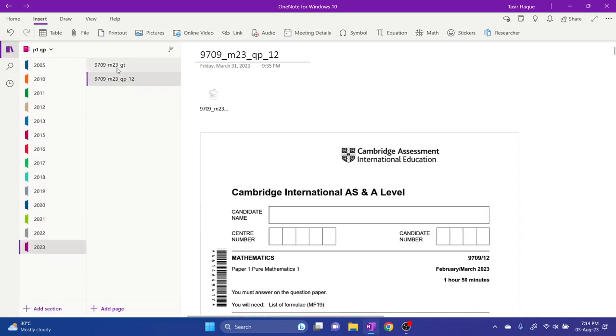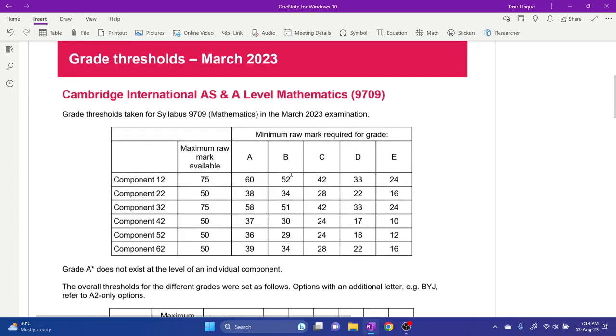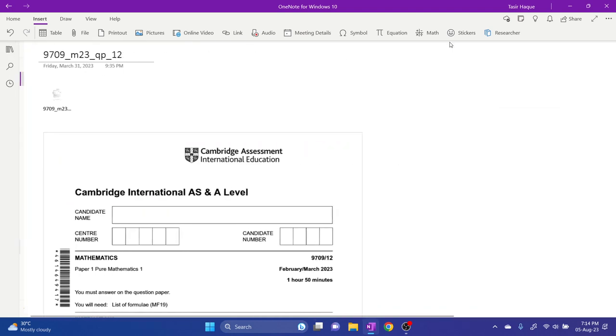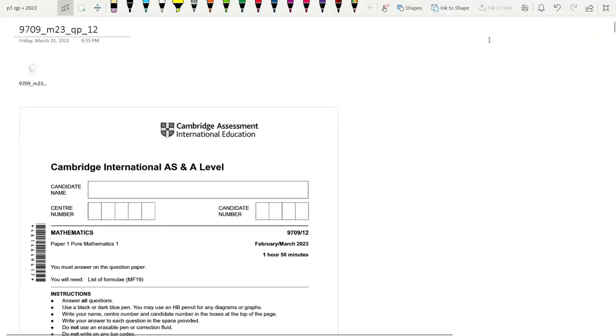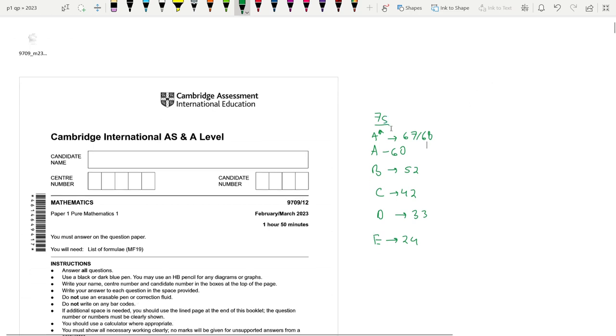So let's take a look at the threshold before we begin. For paper 1-2, the full mark is 75. A was at 60, B was at 52, C was at 42, D was at 33, and E was at 24. So they're 8 to 10 marks apart. So A star should be at around 67 or 68, according to this threshold. It's hidden in the threshold, but it does exist. Let's begin.